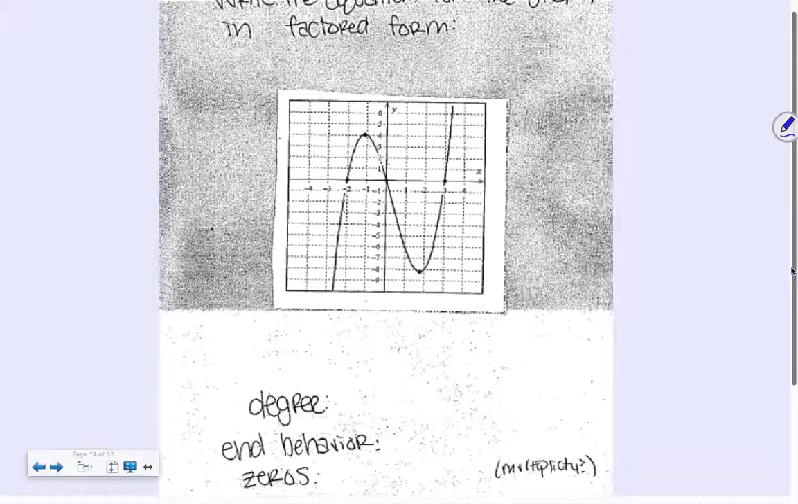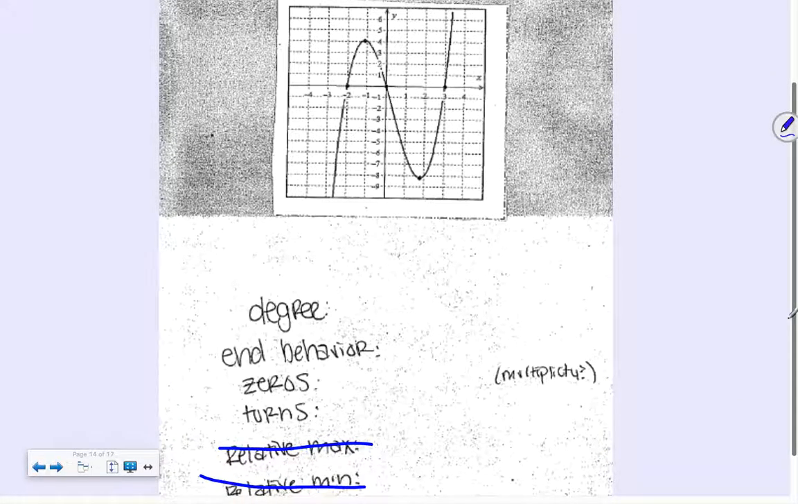Okay, let's write down the words degree, end behavior, zeros, and terms. Okay, write those 4 things down. Okay, we got 5 minutes. This is probably good enough. All right, you ready? Okay, when I say degree, all I care about is even or odd.